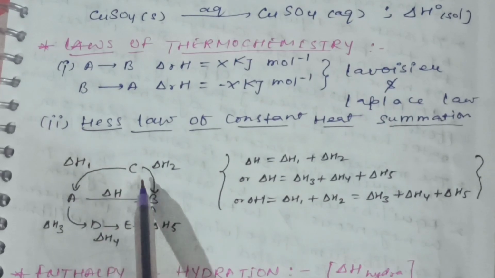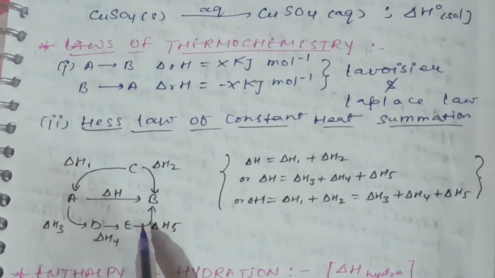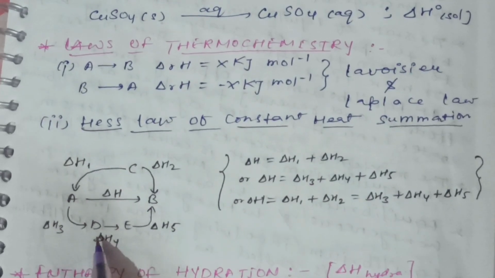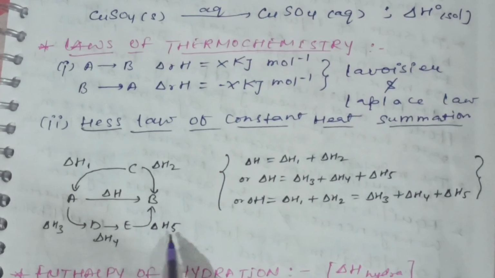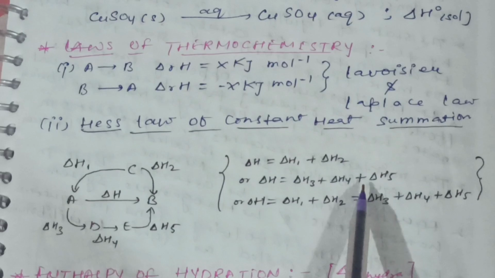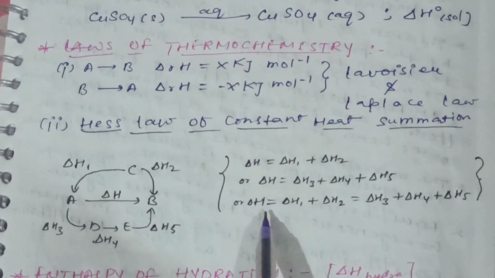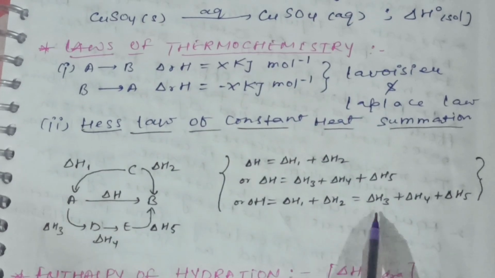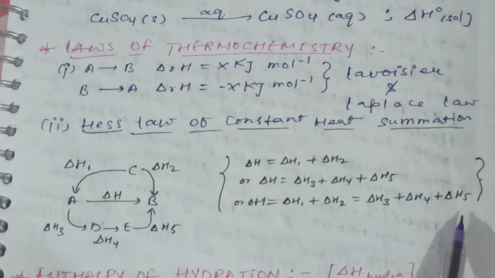A to B, ΔH; C to A, ΔH1; C to B, ΔH2; A to D, ΔH3; D to E, ΔH4; E to B, ΔH5. ΔH is equal to ΔH1 plus ΔH2, or ΔH is equal to ΔH3 plus ΔH4 plus ΔH5, or ΔH is equal to ΔH1 plus ΔH2 is equal to ΔH3 plus ΔH4 plus ΔH5.